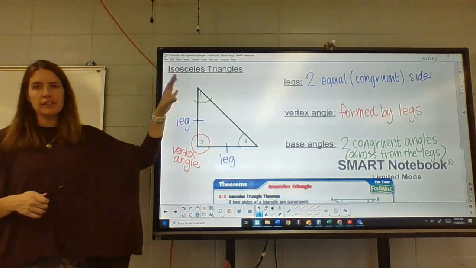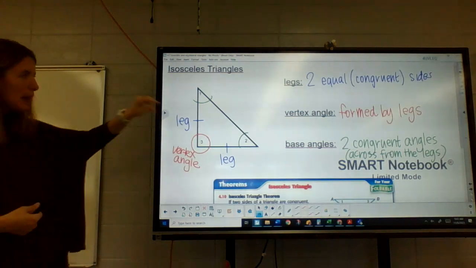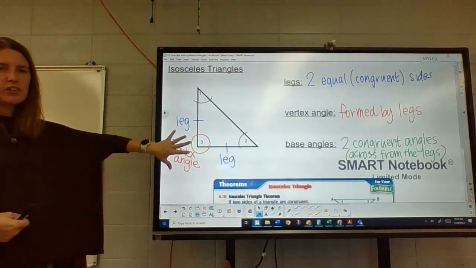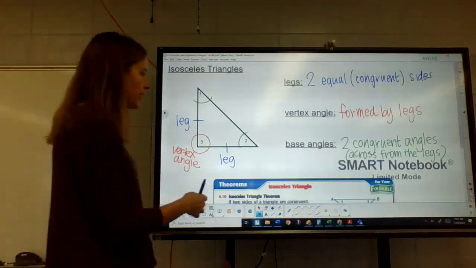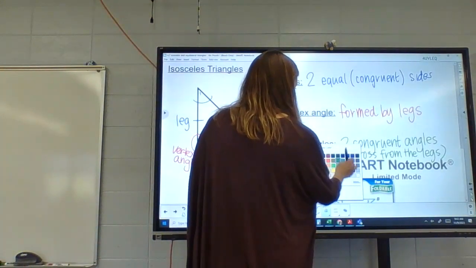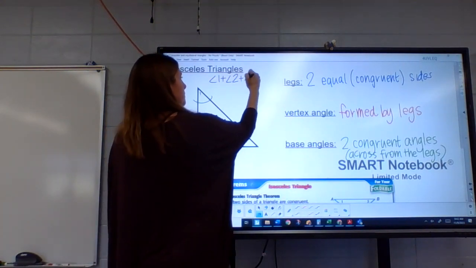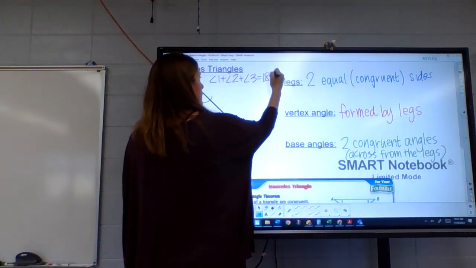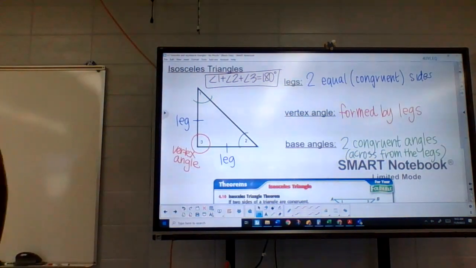Now, the third side of our triangle doesn't have a good name in most cases. Sometimes we can call it a hypotenuse if it's a right triangle, but we don't necessarily know for sure that this one's a right triangle unless we measured it or they told us that. I do want to remind you guys though that angles 1, 2, and 3 still add to 180. So that's still the case, so that's going to be helpful as we work through these. Okay?